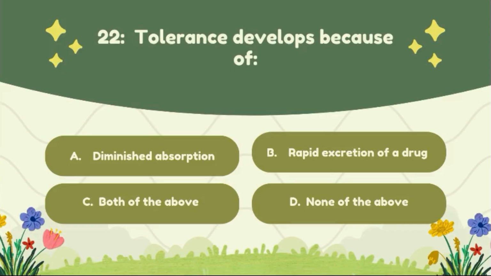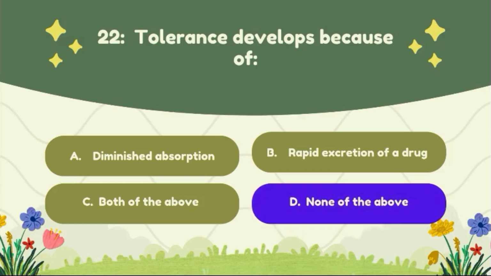Question number 22. Tolerance develops because of option A, diminished absorption, B, rapid excretion of a drug, C, both of above, D, none of the above. The correct answer is none of the above.